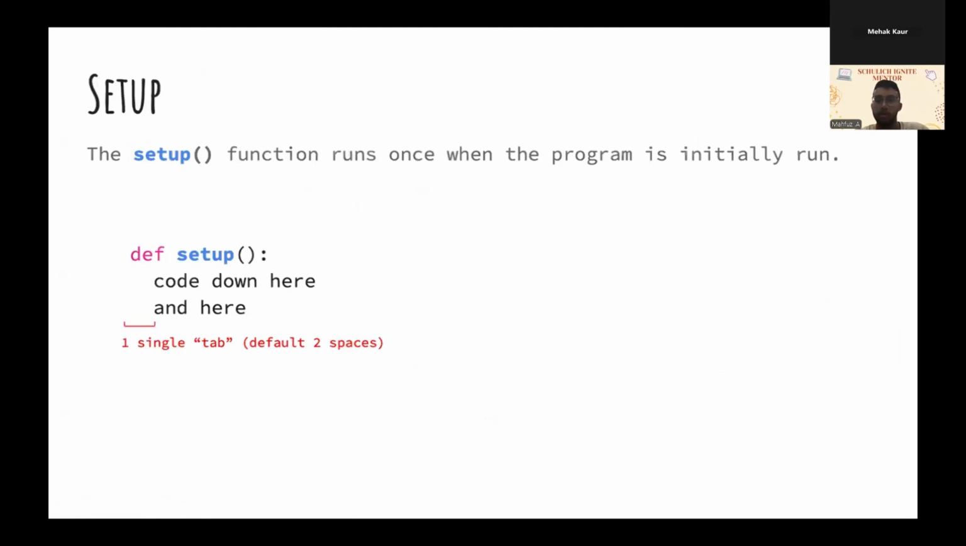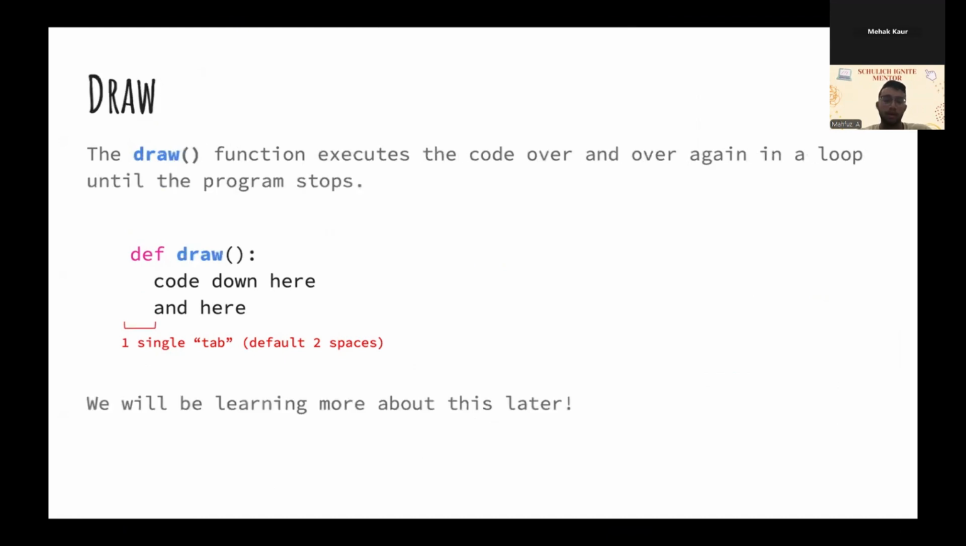So now let's talk about the setup function. The setup function runs once when the program is initially run. So we can use it to set the program up, like anything that we need before we really use or run the code, for example, different parameters that we might need. We'll talk about the different parameters we might need before we run the code a bit later. But yeah, the draw function executes the code over and over again in a loop until the program stops.